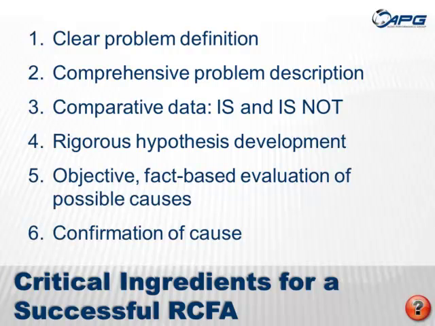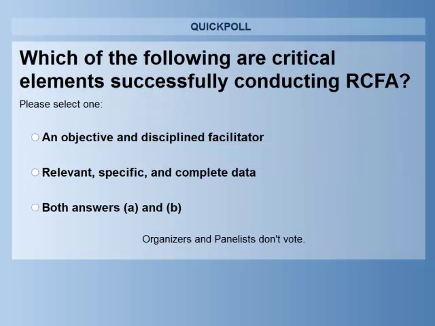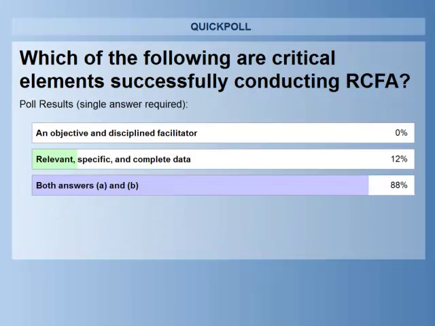Well, I see there's another question here, Terry. Before we go into each of these separate items in a little more detail, how about we have our second question? Which of the following are critical elements for successfully conducting root cause failure analysis? You need an objective and disciplined facilitator. You need relevant, specific, and complete data. Or both answers A and B. I'll give it 5 seconds, and we'll go ahead and close and share.